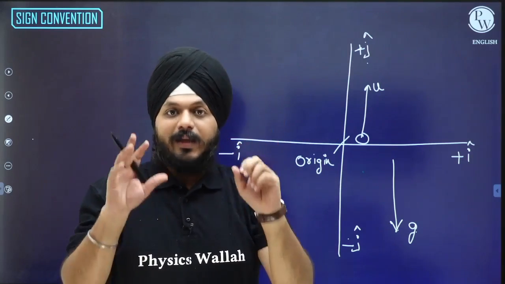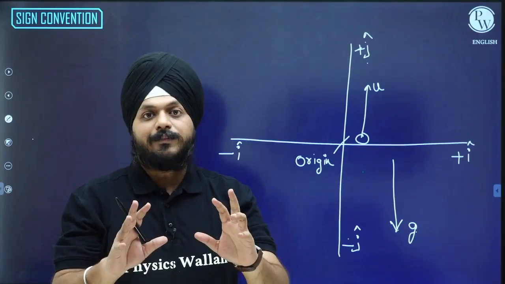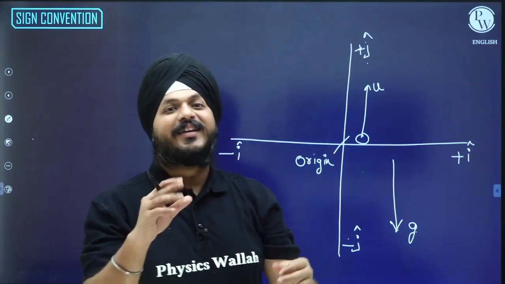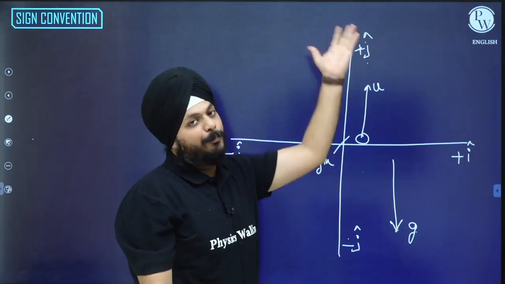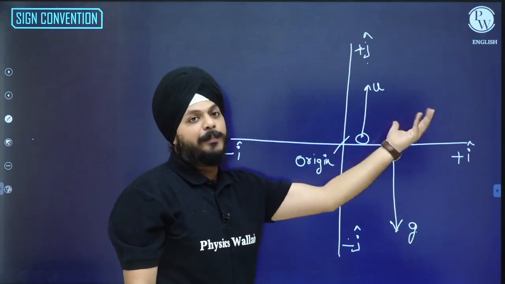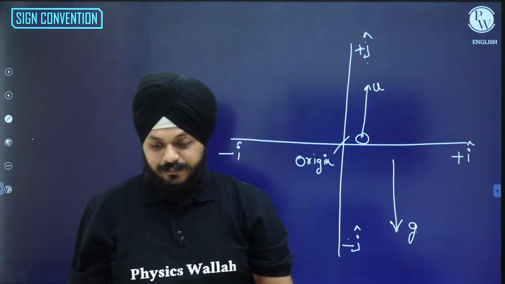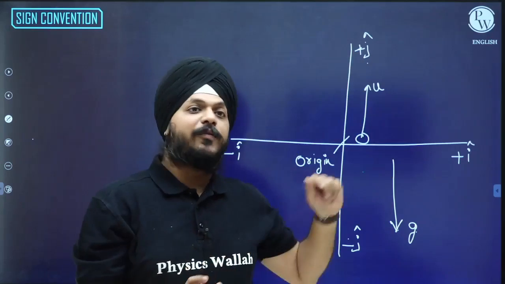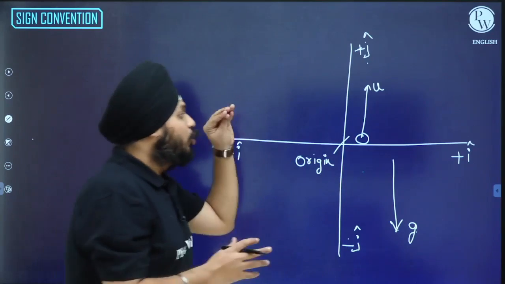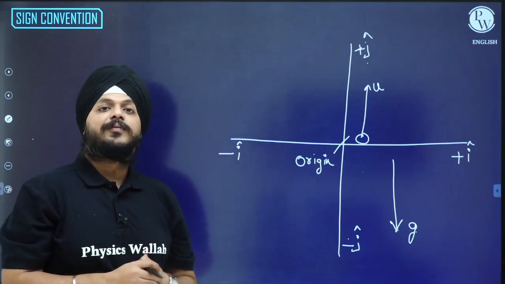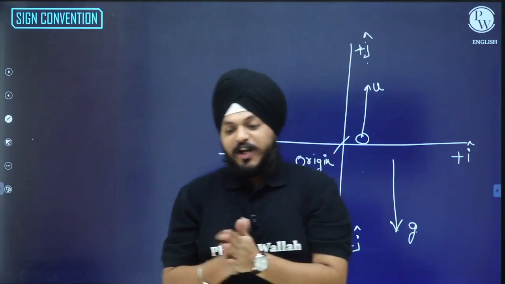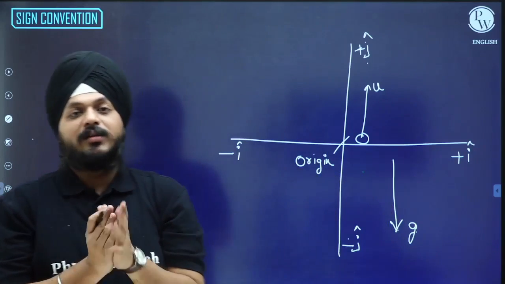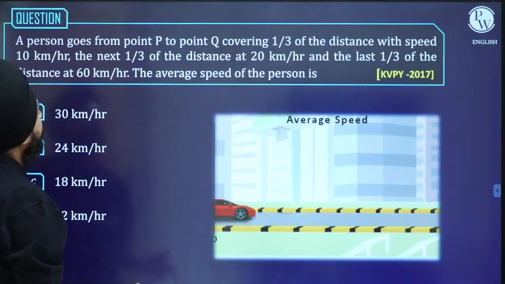In summarized form, I want to tell you all: downward negative, upward positive, right side positive, left side negative. Especially for this session, we are going to use this kind of sign convention. Those are easy also. Fundamentally, they will help a lot. So are you all ready? Let's move on to the first question of the specific topic.